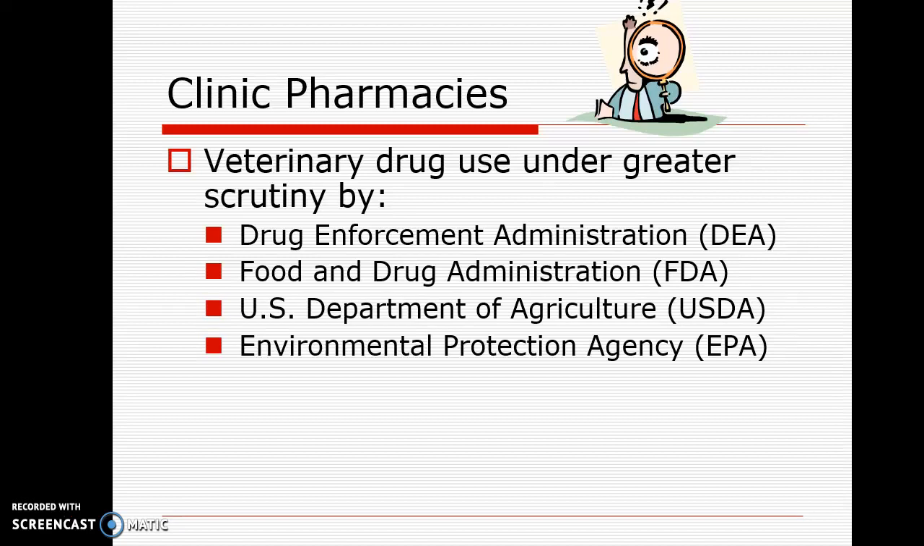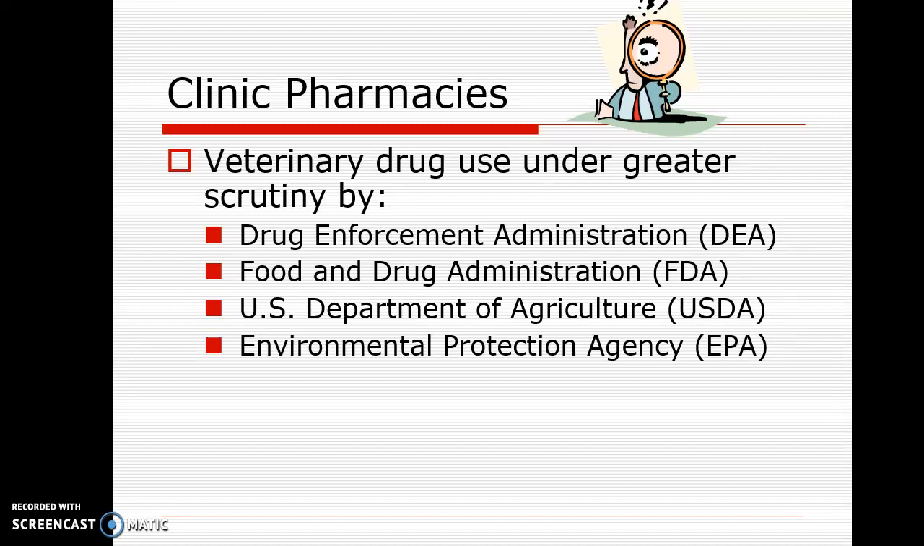This is sort of a new thing. In the last year, there was a new regulation that food producers need to have veterinarian approval, and they have to have a relationship with a veterinarian that knows their operation in order to get food that has medication in it. In the past, that was not true. So this is a relatively new thing. It started in December of 2016.